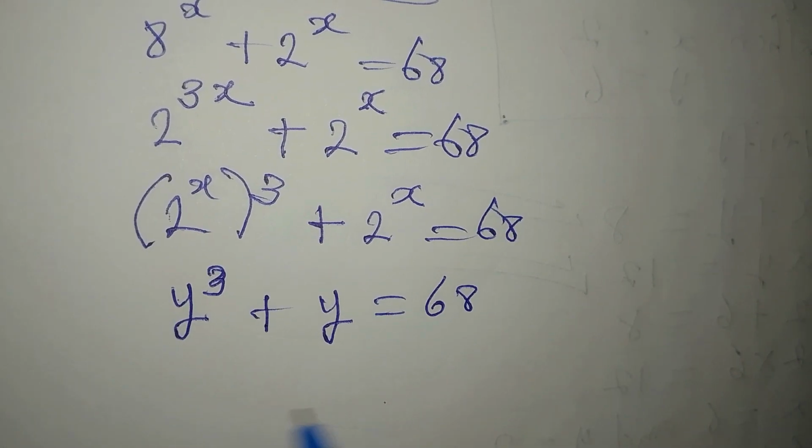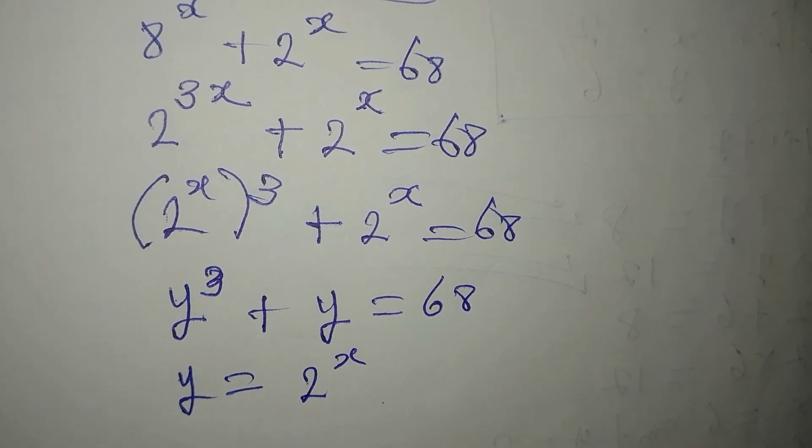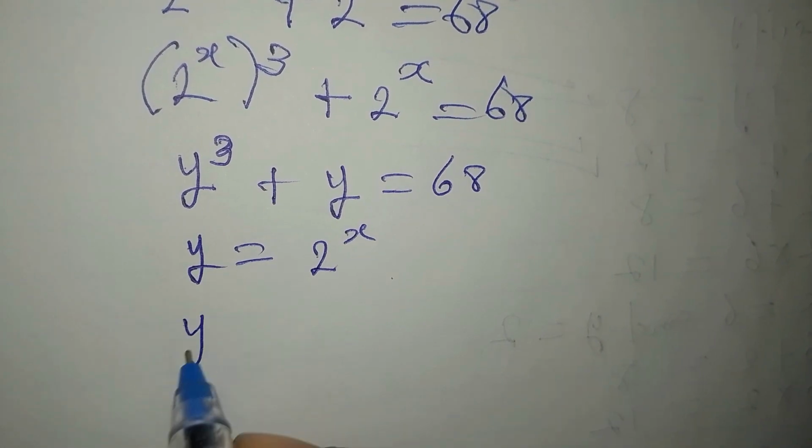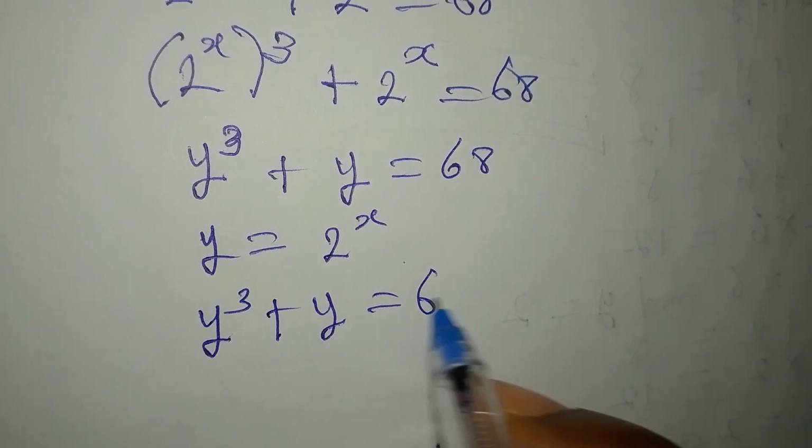And this means that y is equal to 2 to the power of x. So we have y to the power of 3 plus y equals 68 to deal with. How do we solve this problem?